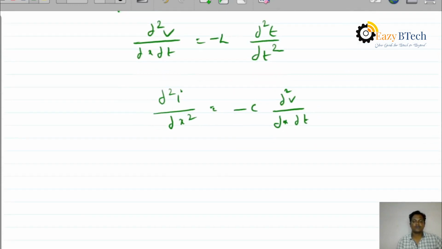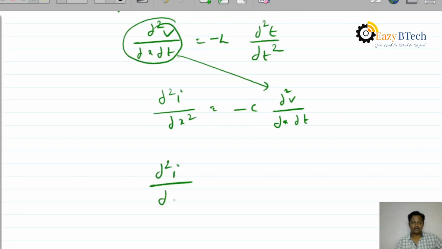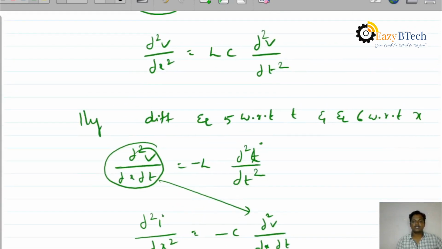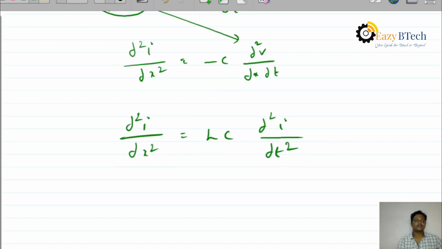Next, if you substitute this equation here, what do you get finally? It is ∂²I/∂x² equals LC ∂²I/∂t². Therefore, from this one, it is equation 7. This is equation 8.